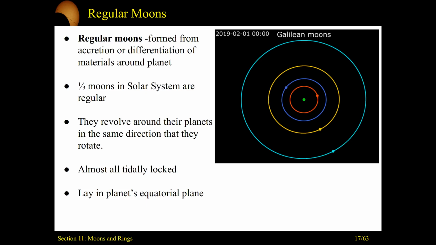The animation here is showing the Galilean moons, starting from the inside, Io, Europa, Ganymede, and Callisto going outwards. These are the Galilean moons. And as they go around, their orbits are mostly tidally locked with the planets. And they orbit in the same equatorial plane of the planets. They don't have any chaotic orbits that cause them to shift up and down and have all sorts of weird tumble effects in them.